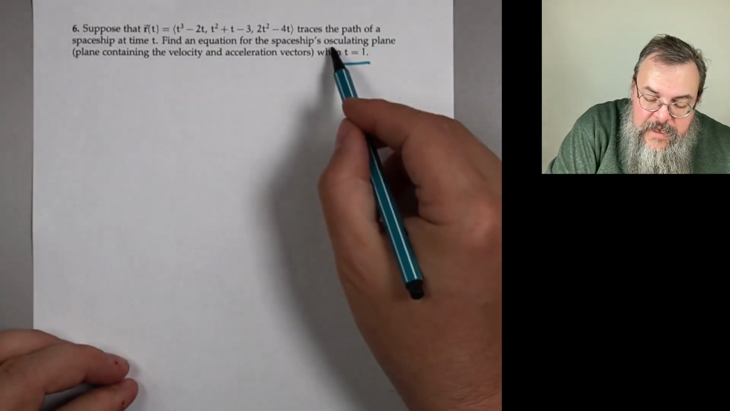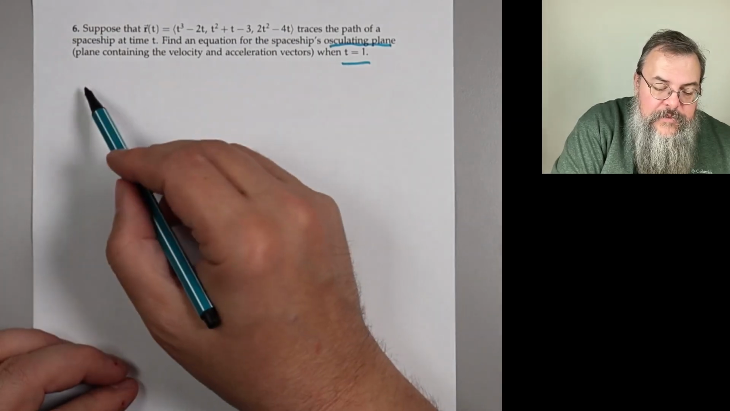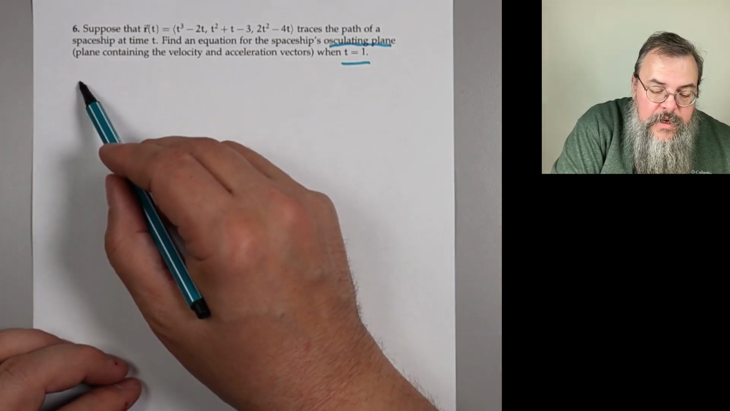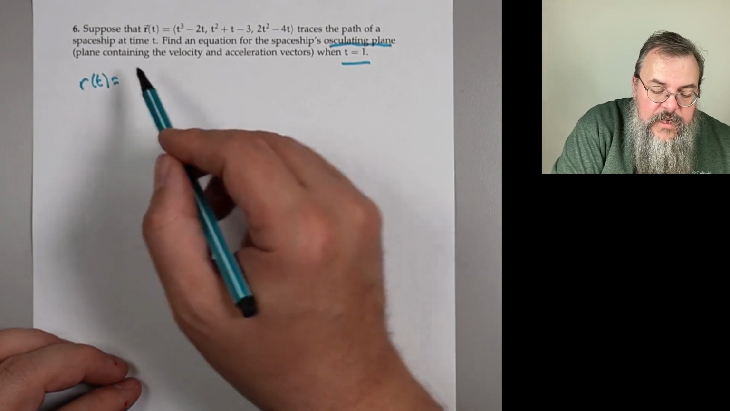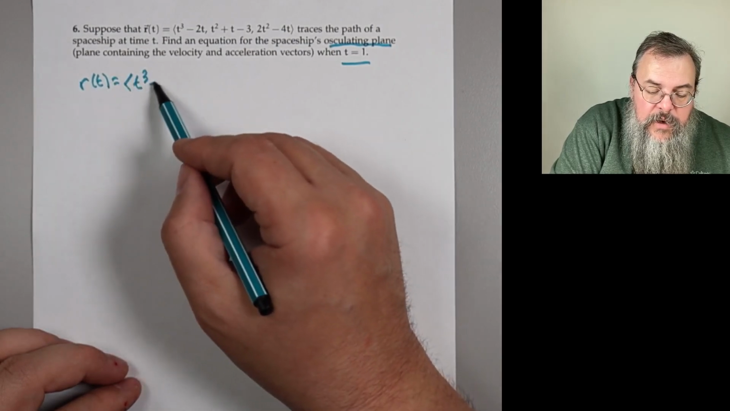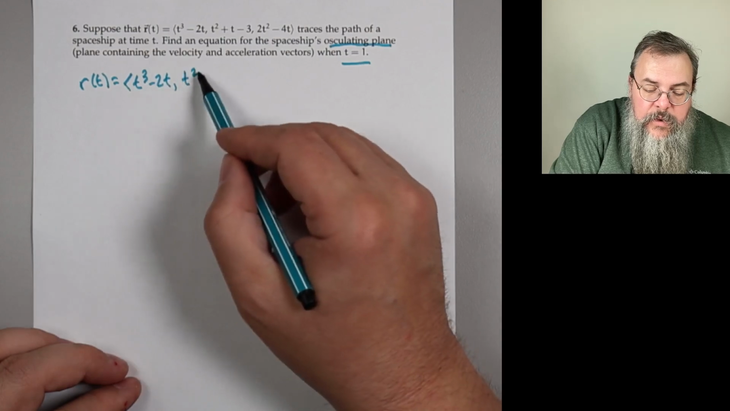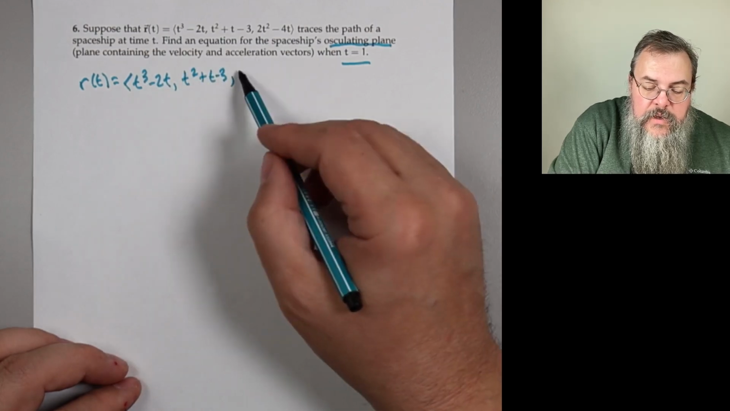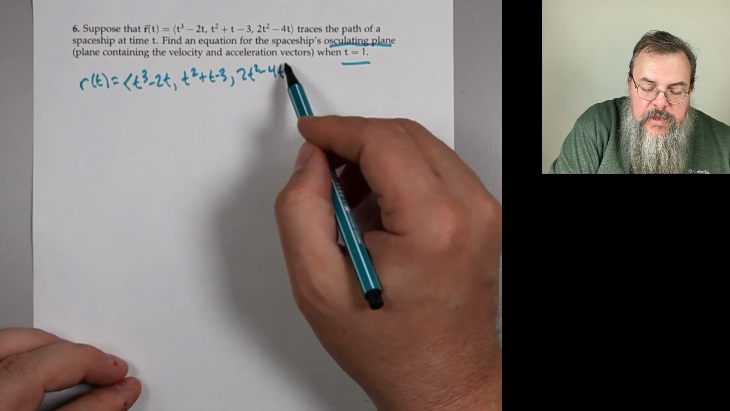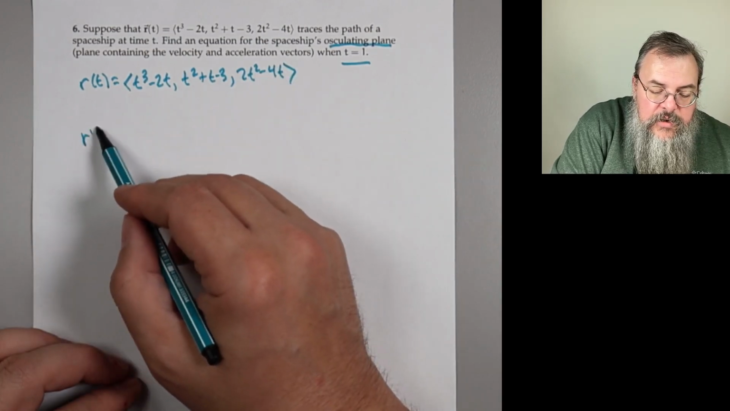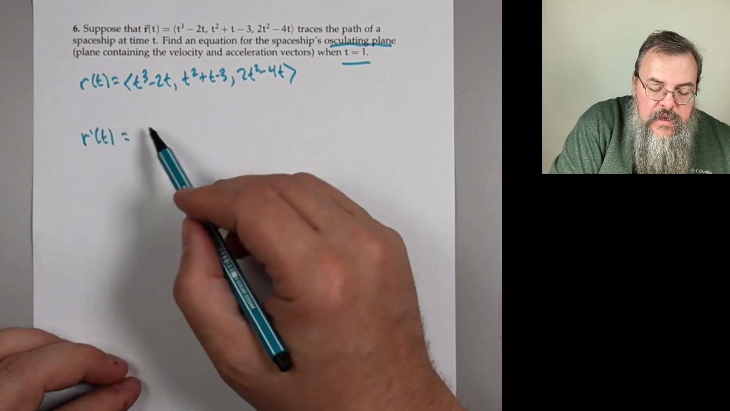A plane. So we have to find some things. So we're going to write down for reference r of t: t cubed minus 2t, t squared plus t minus 3, 2t squared minus 4t. And take the derivative, r prime of t.